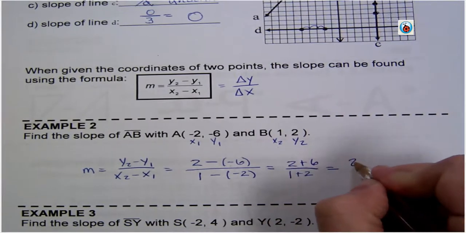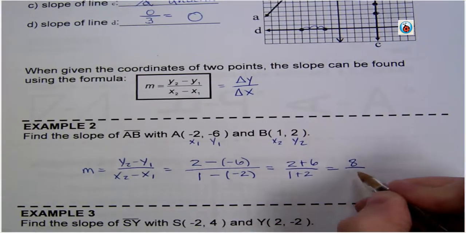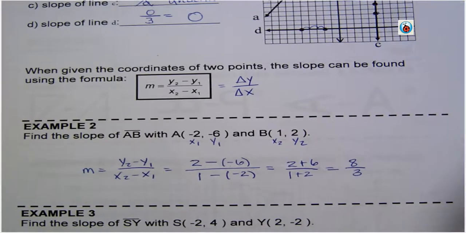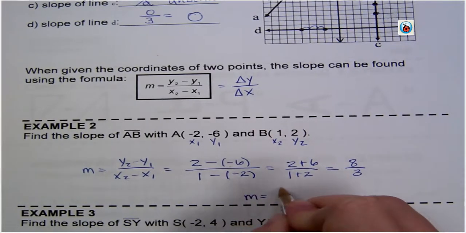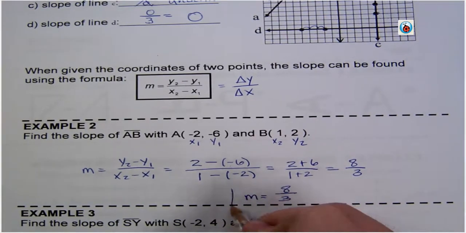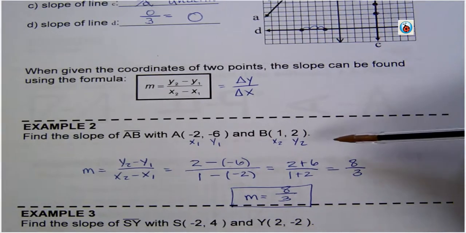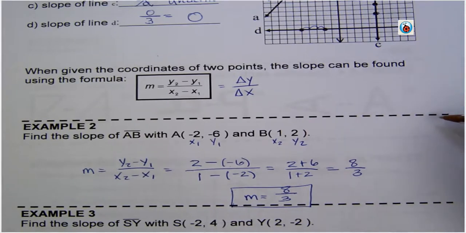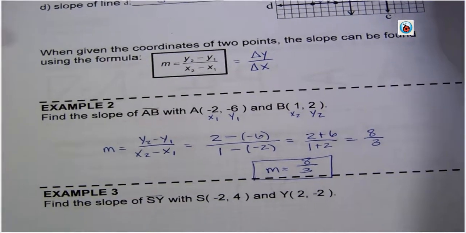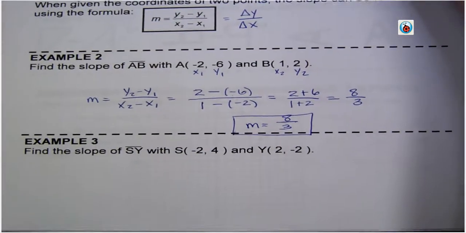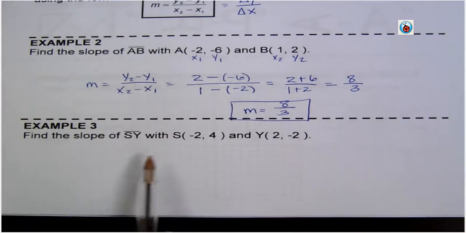Then in the top, 2 plus 6 is 8. In the bottom, 1 plus 2 is 3. So my slope of that line would be 8 over 3. So if I were to draw the points and count how much I rise over how much I run, I would rise 8, run 3. Same idea.